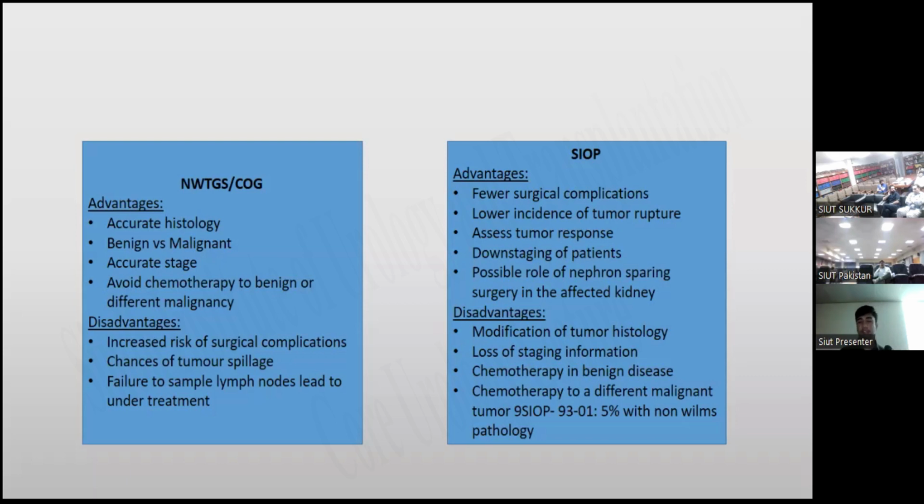But the disadvantages are there is modification of tumor histology, there is loss of staging information. We can give chemotherapy in benign disease, or we can give chemotherapy for a different stage.